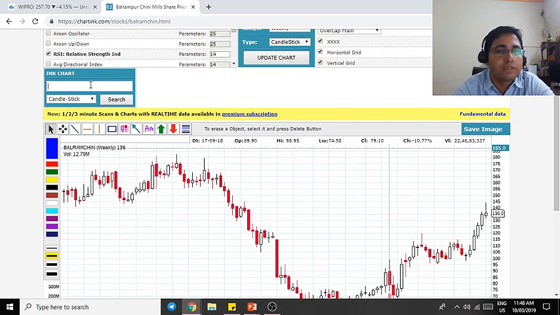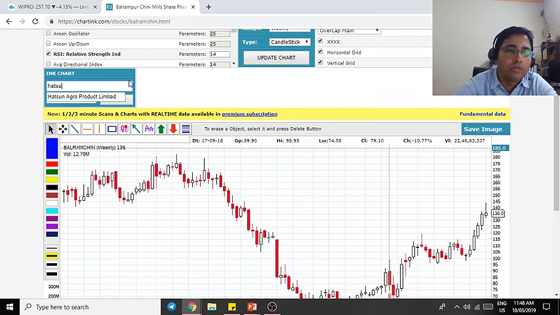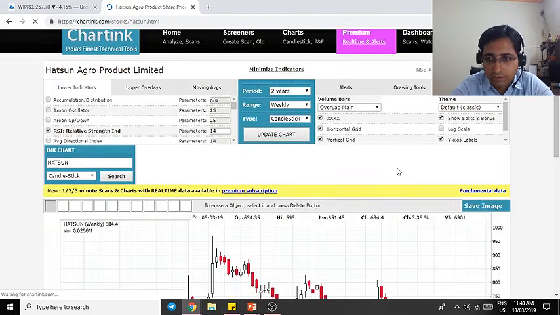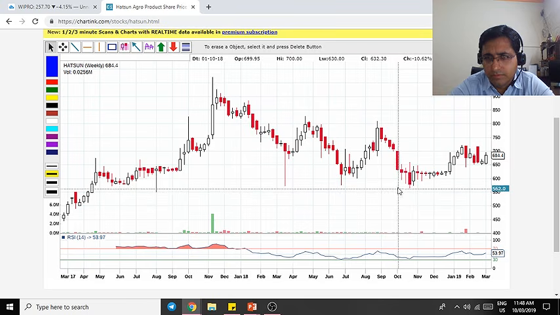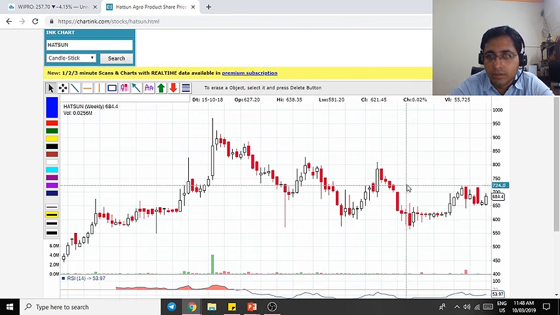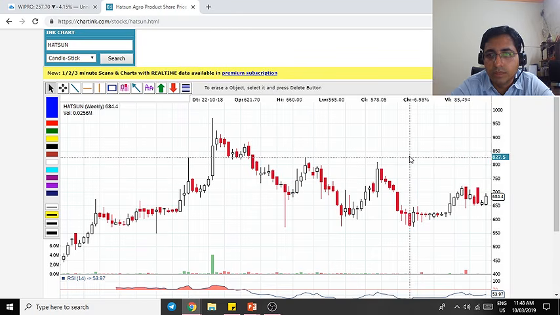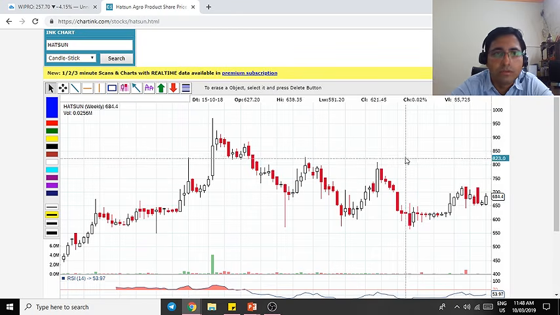Next one, or the last one which I have, is from Hatson Agro. Should the investment be done in Hatson Agro? Seems a fairly decent stock on charts. So 565 is the lower end for this one, and a 722 break will lead to upside to 830 odd for Hatson Agro.